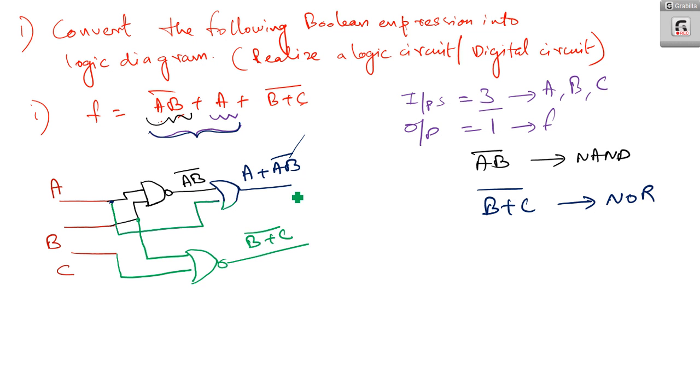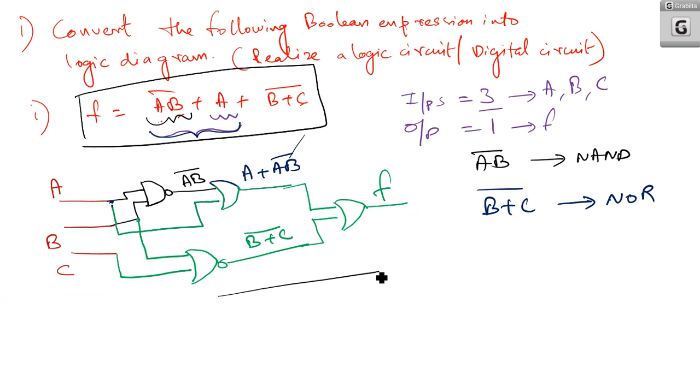Okay. Now these two things have to be again ORed. Okay. So that gives function F. So here what I have done is I have realized this expression using gates. Okay, that is what I have done. I hope you have understood the concept of realizing a logic circuit based on this logic diagram.